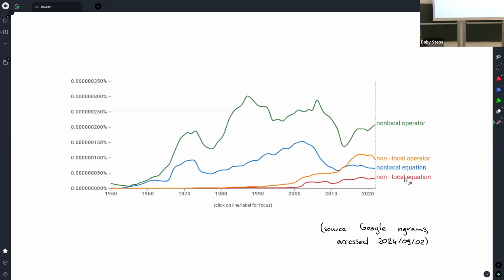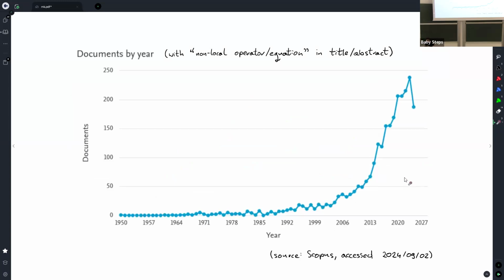So non-local operators became popular over the last decades. This is the plot of Google n-grams for phrases. As you can see, the spelling switched from non-local written as a single word to non-local written with a hyphen. But otherwise, the interest in non-local operators is ever growing. And you can also see this in data from Scopus about the number of research papers which have non-local operator equation in the title or abstract. So that's an ever-growing business, especially over the last decade.